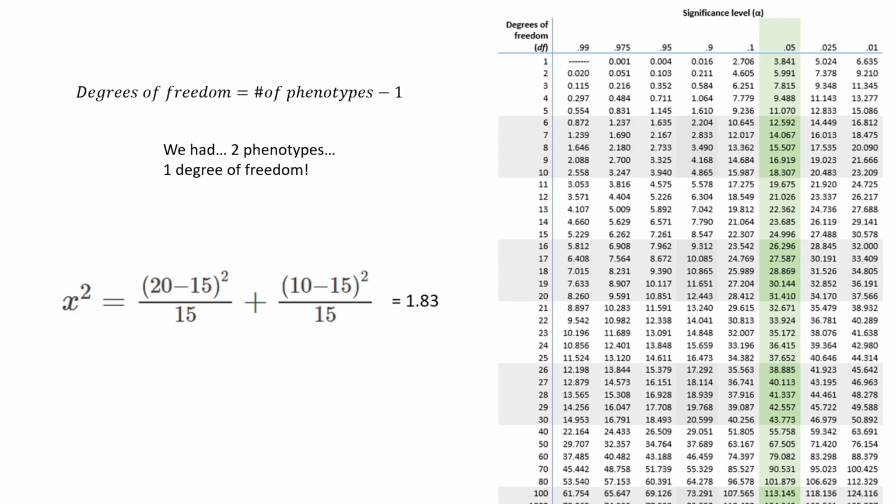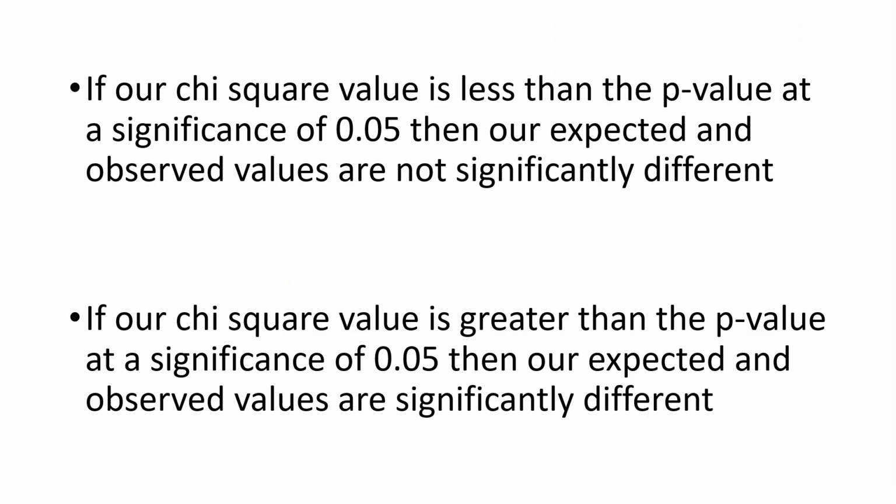What can we figure out because of these differences? Well, this difference, 1.83 being less than 3.841, indicates that our expected and observed values are not significantly different, and that whatever variation exists between our expected and our observed values is normal. It's normal among random variation. However, if our chi-square value is greater than the critical value at a significance of 0.05, then our expected and observed values are significantly different, which would indicate that we are likely working with another mode of inheritance.